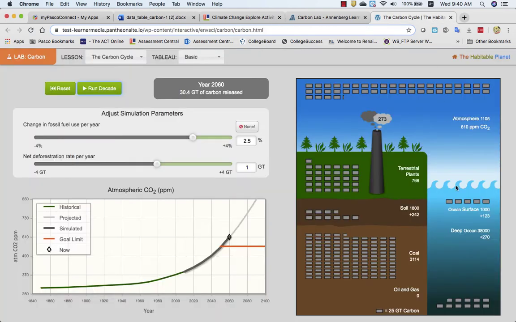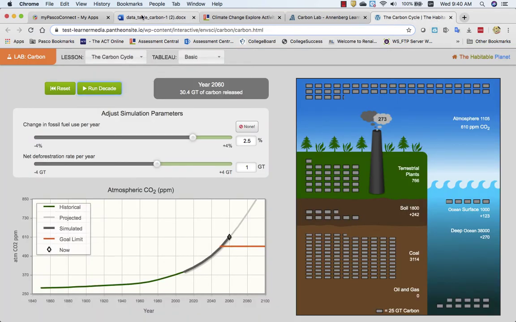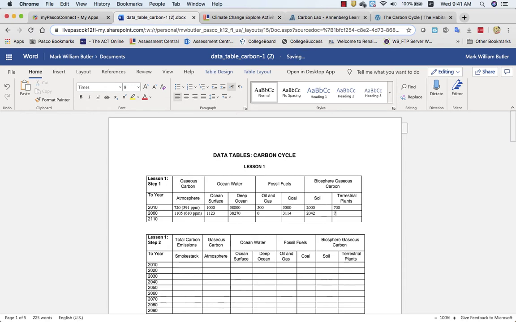Hang on, let's check that again. 2042. I was right, 2042, and plants was 766. Okay, so now we see that plants are increasing the amount of storage of carbon. The soil is increasing a little bit. Coal has reduced, the amount of carbon in gigatons in coal that is available has reduced.